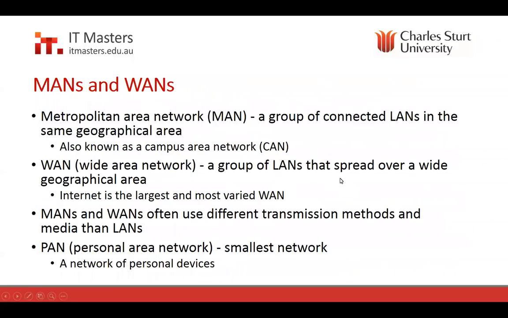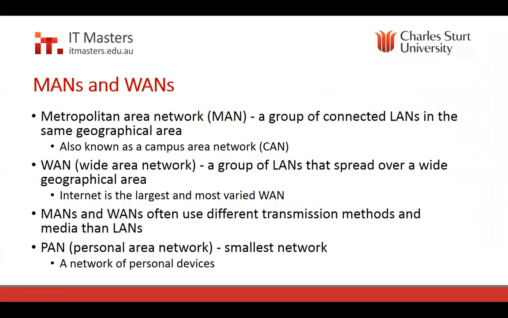We then have the concept of metro area networks and wide area networks, okay? And really the distinguishing feature between all these different types of networks, so LANs, MANs, WANs, or a thing called a CAN, a campus area network, is really just the geographical spread, so how far they go. So a local area network is usually contained within a single site or building. A metropolitan area network is just a group of connected LANs within a slightly larger geographical area, so it might be within a town or a city or a central business district.